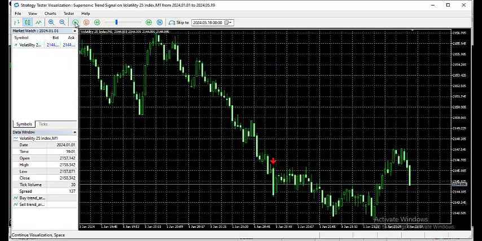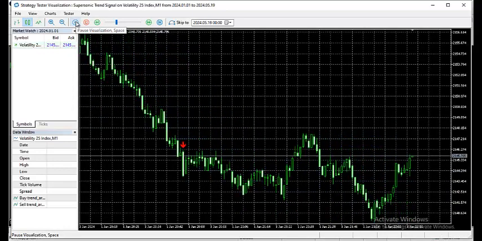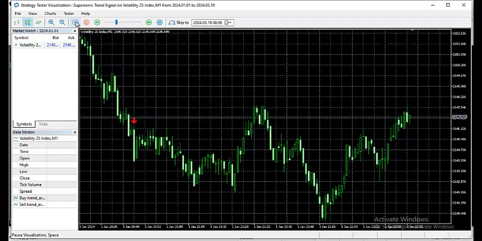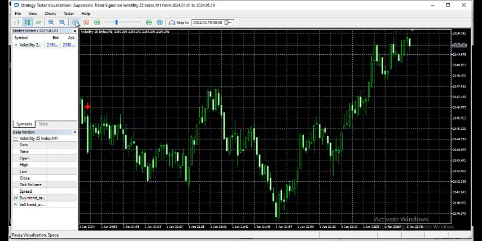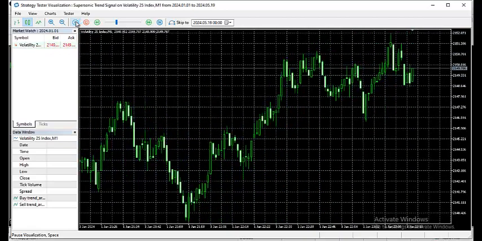Okay, price came back here. All right, if it is a repainting system, this should have disappeared, but you can see price came back there and it never disappeared. So let's see if we can get more signals to certify that this is not a repainting system.